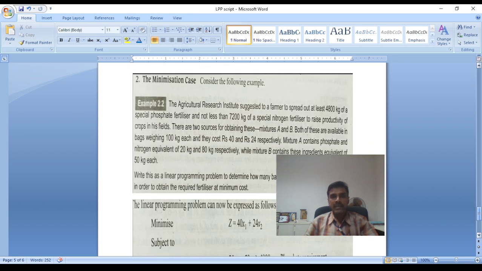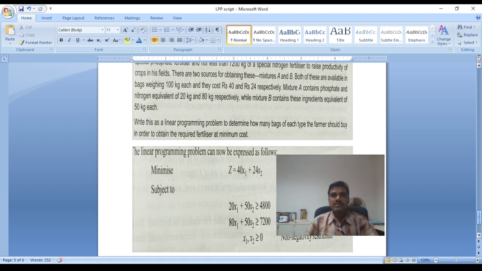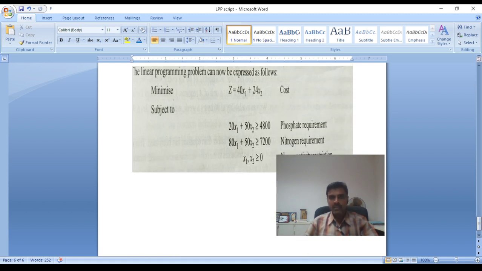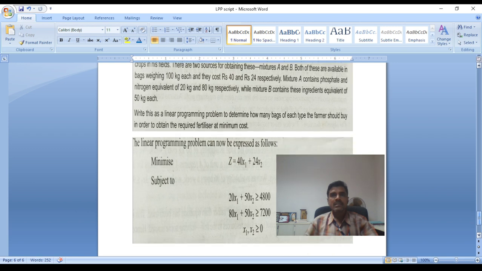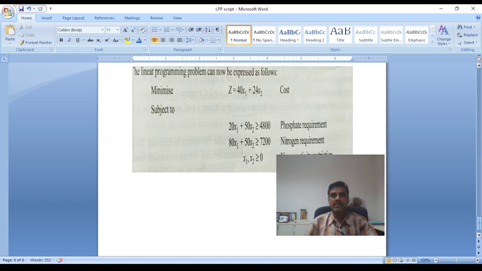Similarly, one more example I have taken again from the same textbook, ND Vora. It is a minimization case. So here also you can see there are four important components. The first one is decision variables x1 and x2. The second one is the objective function. Since it is cost, it is a minimization case. Since it is a cost minimization case, Z is equal to 40x1 plus 2x2, which is of cost nature. That's why it is a minimization case.